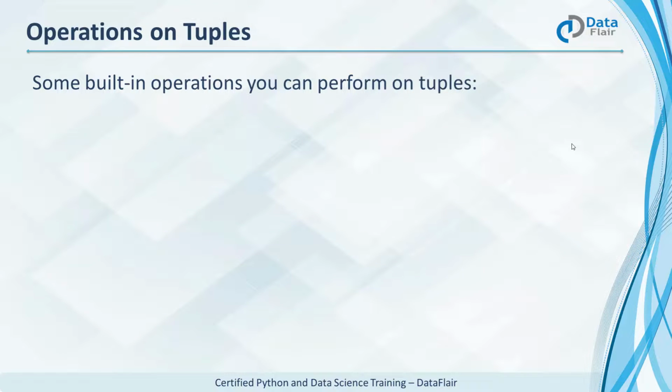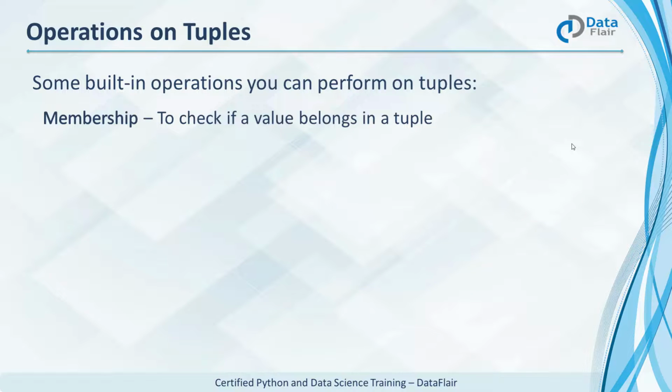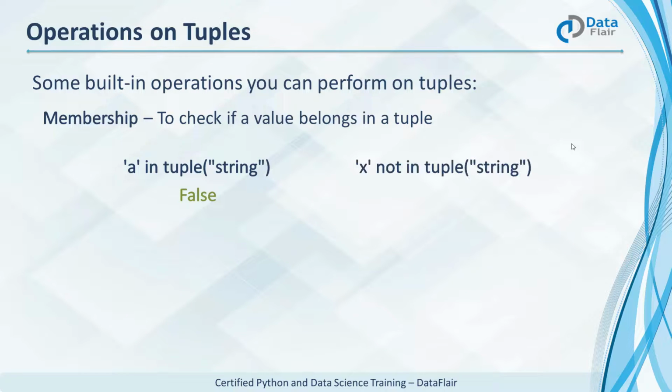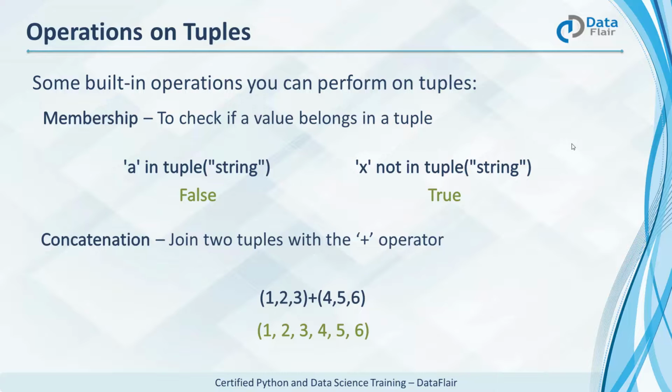And now some operations you can perform on tuples. The membership operators check whether a value exists in a tuple. Does the tuple formed using the string have the string A? No, it doesn't. And does it not have X? Yes, it doesn't. We can also concatenate two tuples.